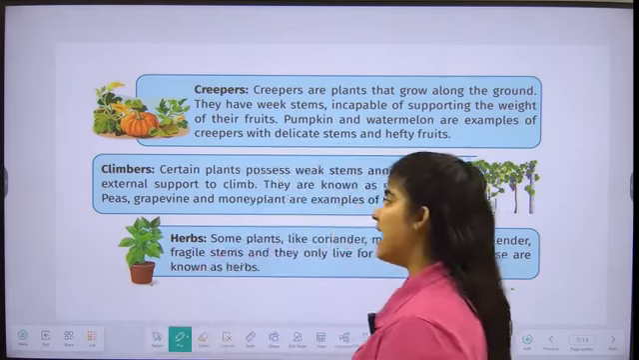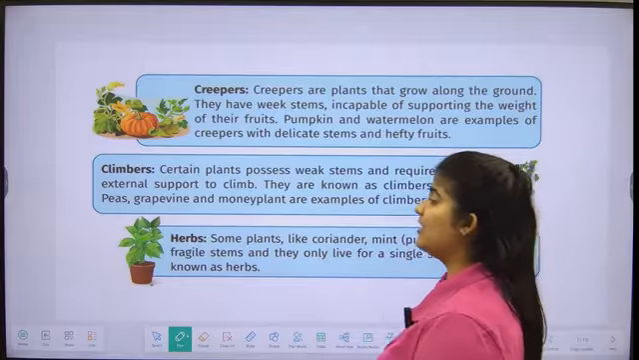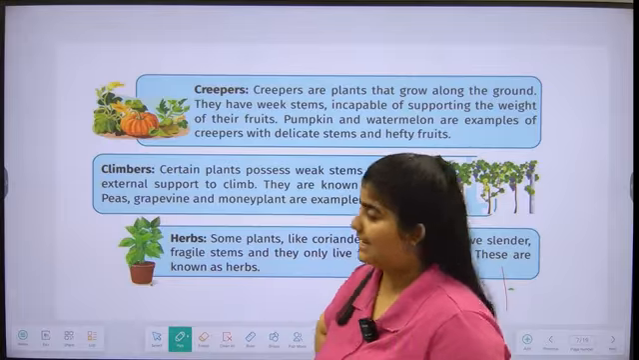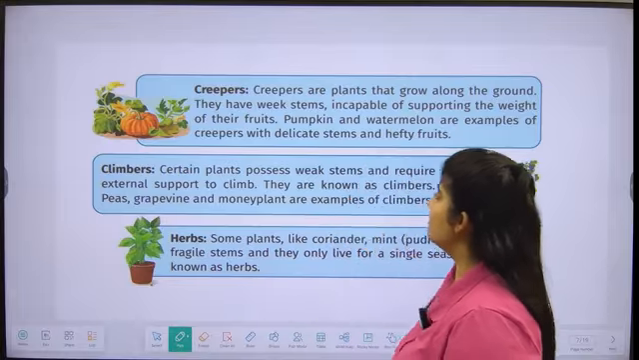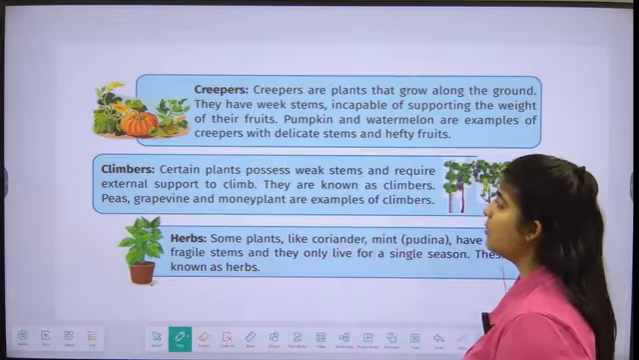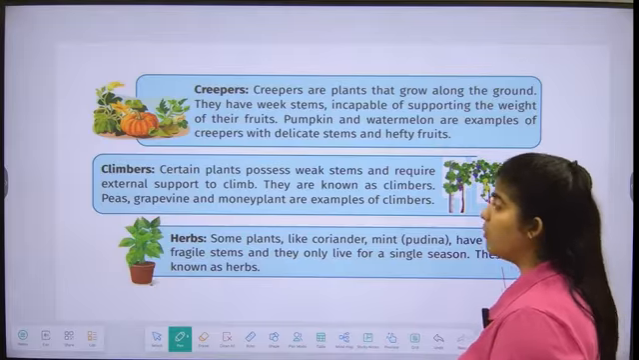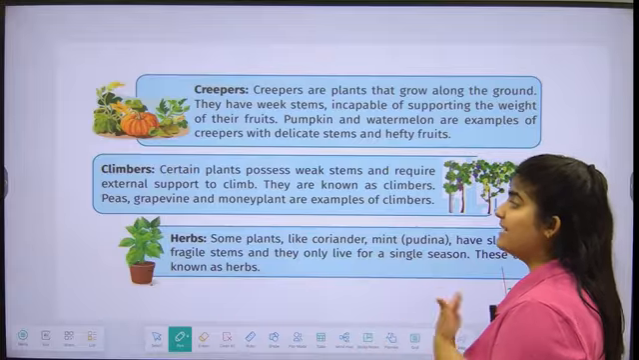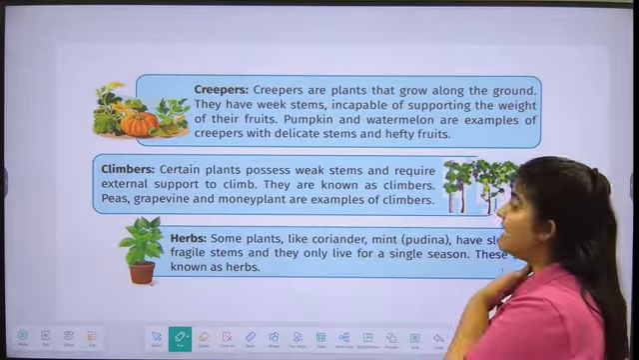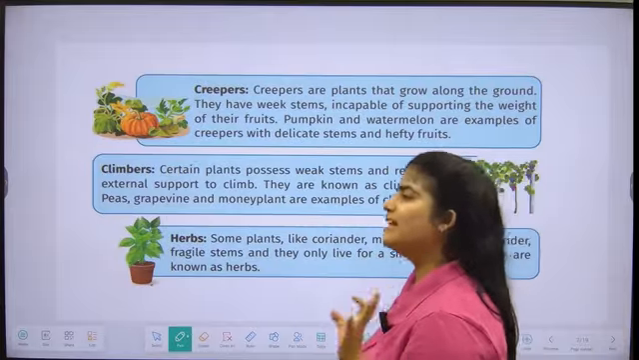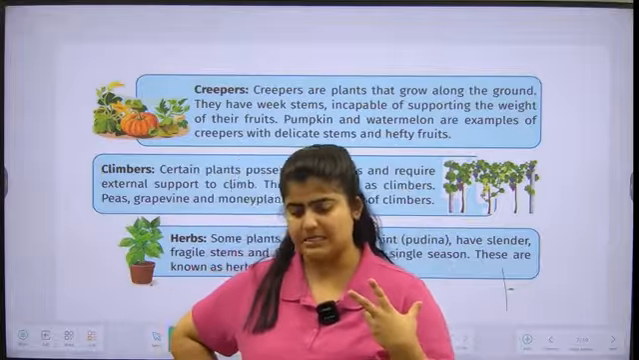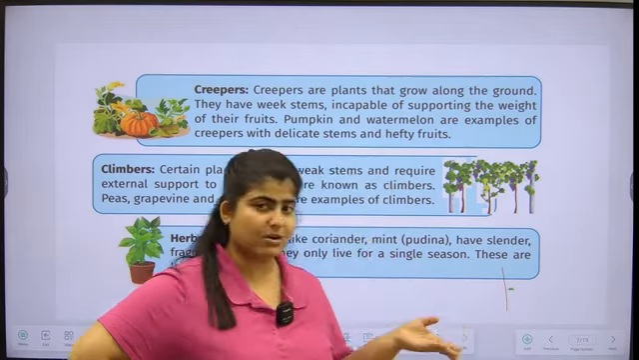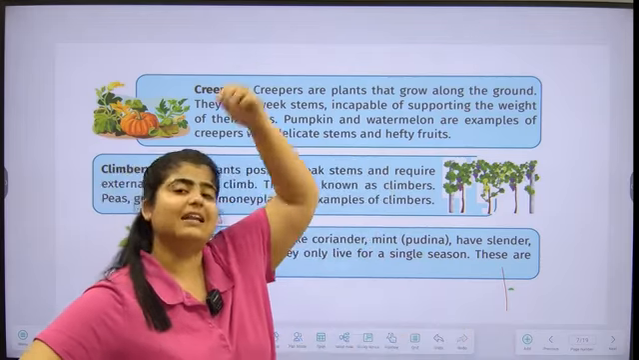Then come climbers. The name suggests that they climb somewhere, right? So certain plants possess weak stems and require external support to climb. They are known as climbers. Peas, grapevine and money plant are examples of climbers. So what happens? There are certain plants that look like creepers, but if support is given to them, they start climbing.